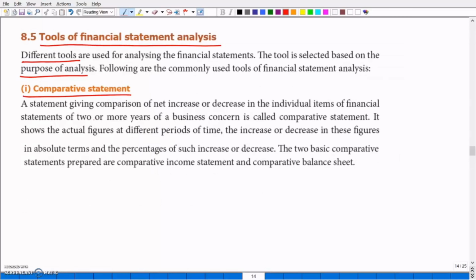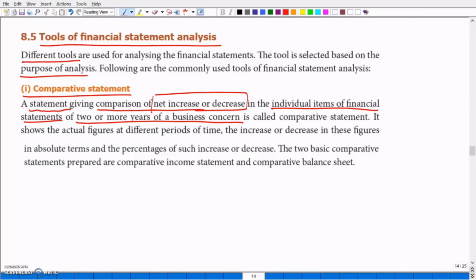What do we mean by comparative statement? This is basically a statement which will give comparison of net increase or net decrease in the individual items of financial statement. So this statement will tell us whether there is a net increase or net decrease for individual items of financial statement. For this, we will be using 2 or more years of information.